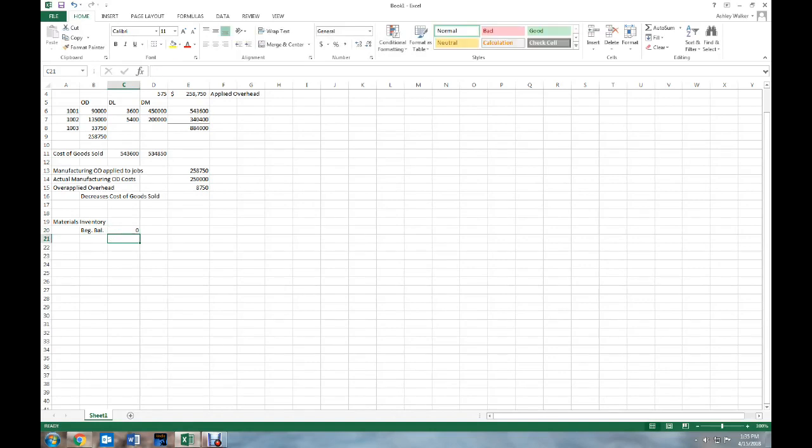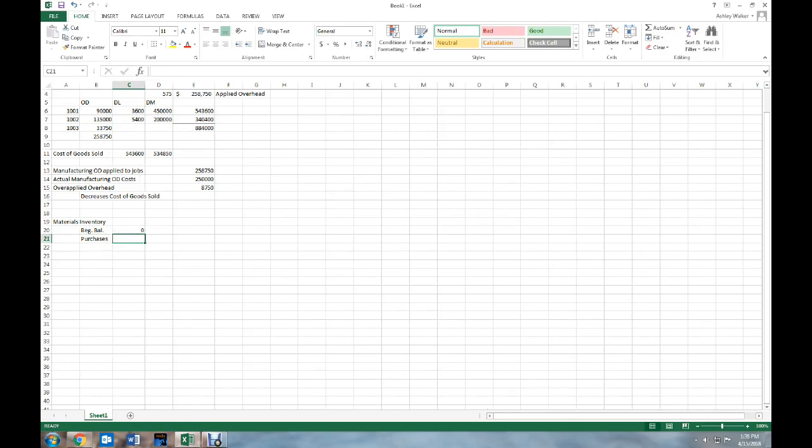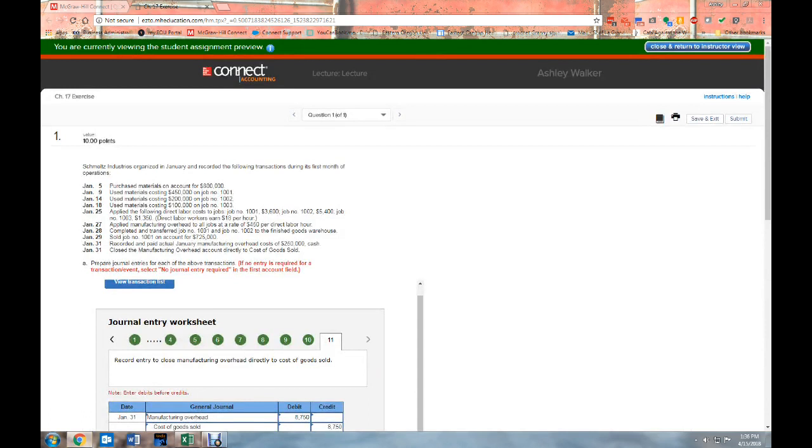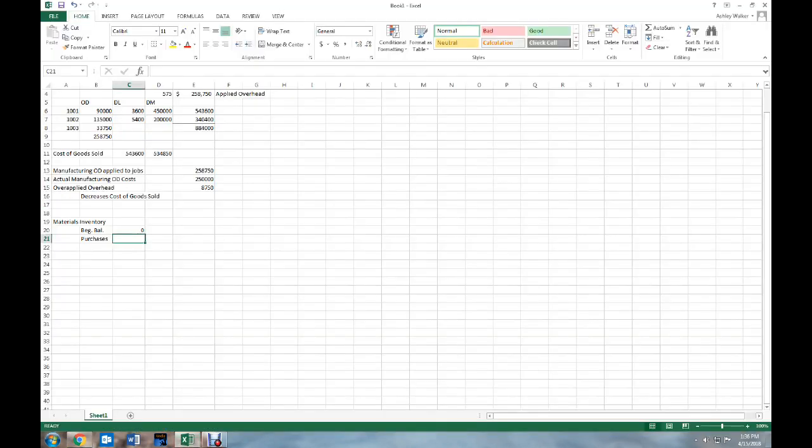Okay. So the only thing that would be in there would be stuff we purchased. So we go back and look, and remember we'd purchased materials for $800,000. Doesn't matter, it was on account, it still goes in that inventory.